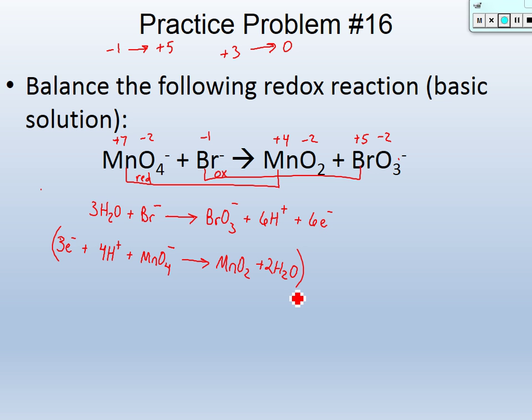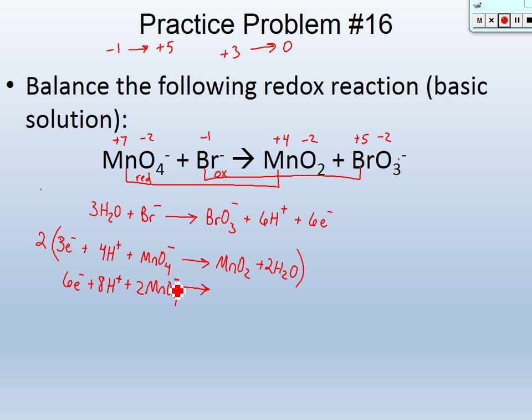Do I have to do anything to the top reaction? No, the lowest number that 3 and 6 will go into is 6. So let's keep the top one as is and times the bottom one by 2. That gets me to 6 electrons. Let's distribute it through now. 2 times 4 is 8 hydrogens, plus 1 charge here. And then we've got 2 MnO4s, and 2 negative. Don't forget the charges, I almost did there.